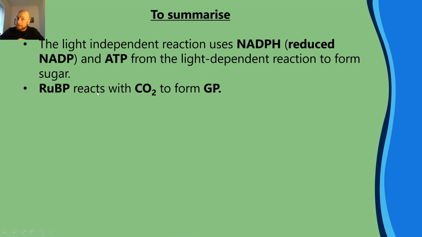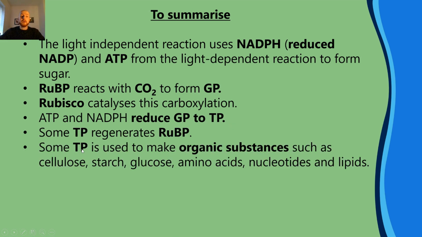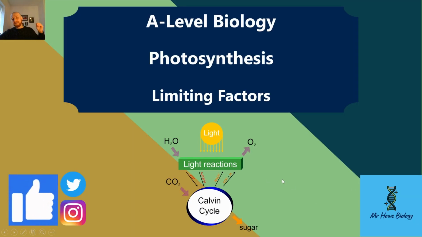Next of all, RUBP reacts with carbon dioxide to form GP. Rubisco catalyzes this carboxylation. ATP and NADPH reduce GP to TP. Some TP regenerates RUBP. Some TP is used to make organic substances such as cellulose, starch, glucose, amino acids, nucleotides, and lipids. So this is how the plant makes important biological molecules for itself. And that is the light-independent reaction, guys.